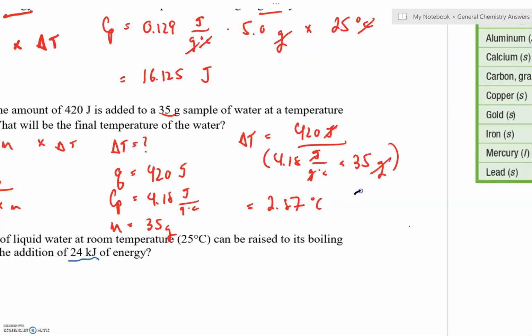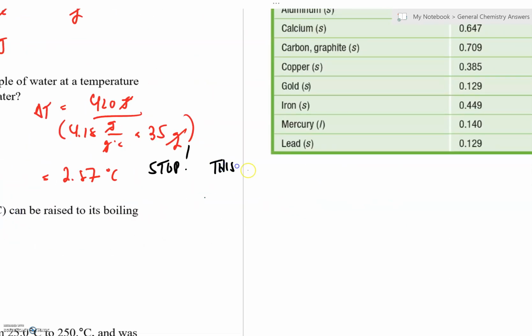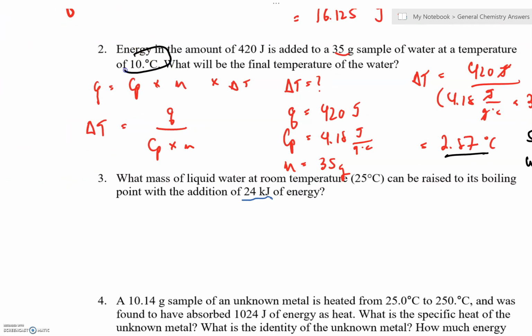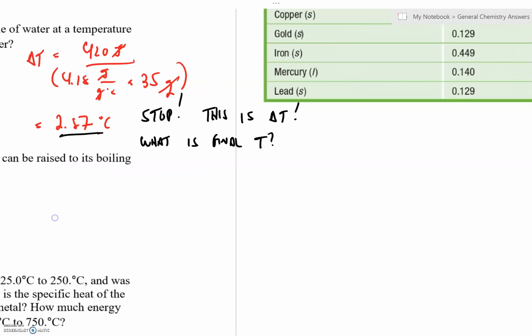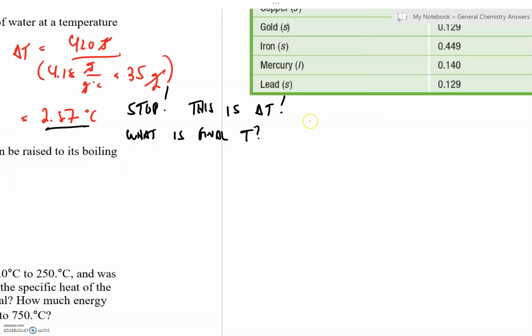However, stop. This is delta T. What is the final T? Okay, so delta T means change. That means that we have changed this temperature by 2.87 degrees Celsius from its original of 10 degrees Celsius. So if we have increased it from 10 by 2.87, what is our final T?